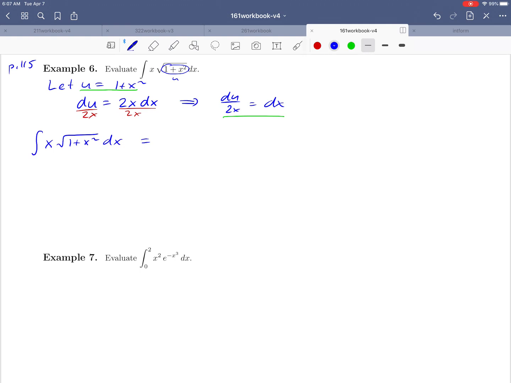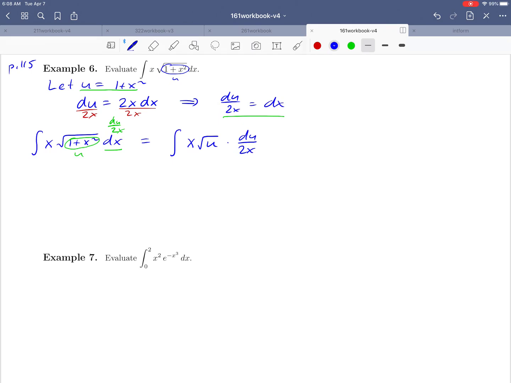We've got two substitutions that we need to make. One was that the 1 plus x squared we called u, and the other one was we noticed when we calculated that dx is du over 2x. If we make those two substitutions, we're going to get the integral of x square root of u. We rewrote the 1 plus x squared, and the dx was equal to du over 2x.